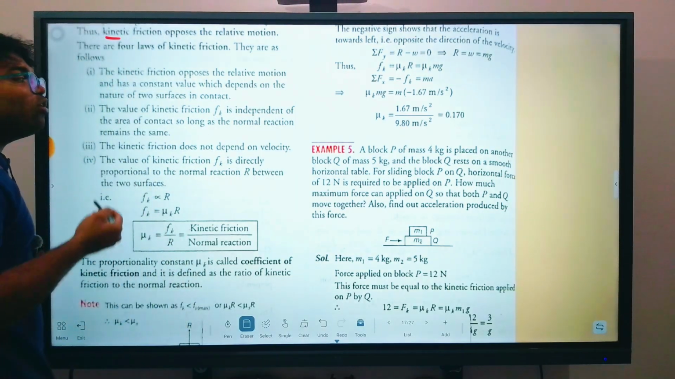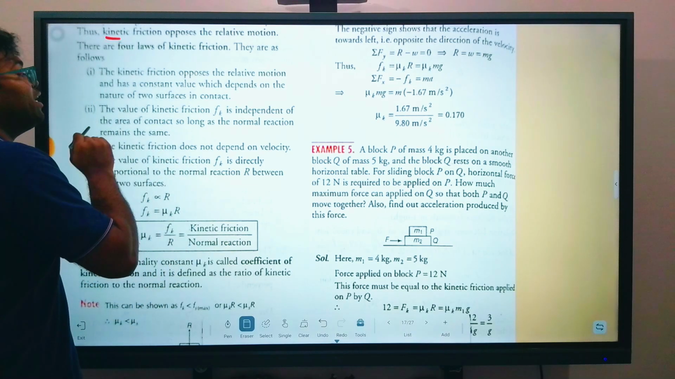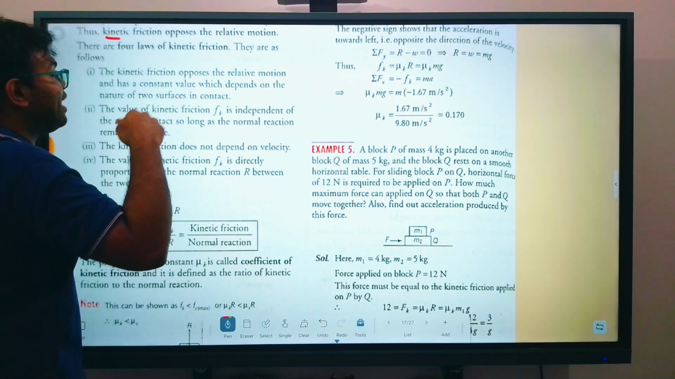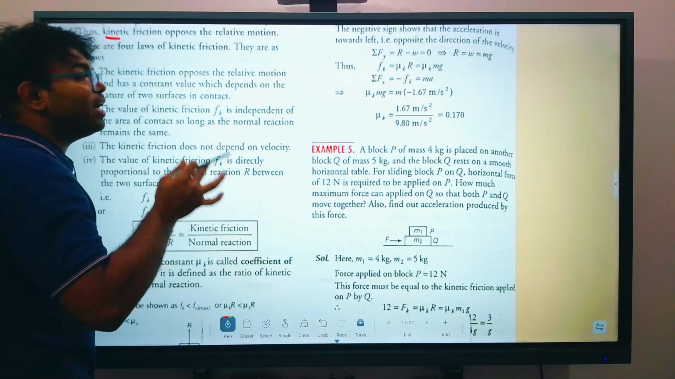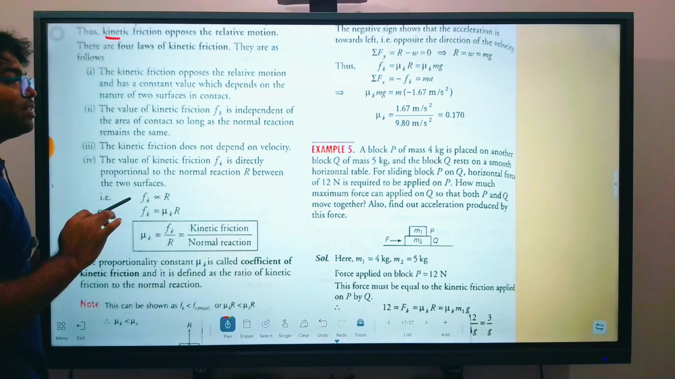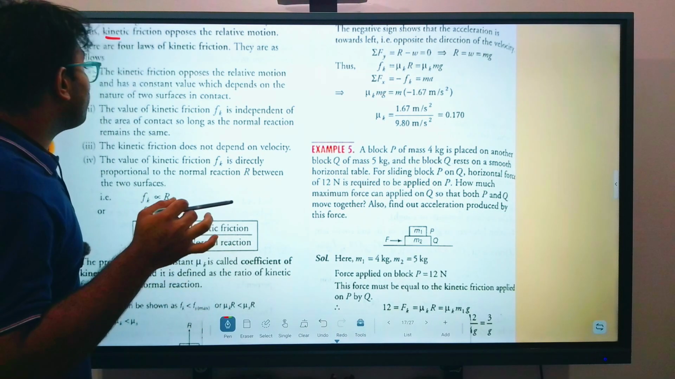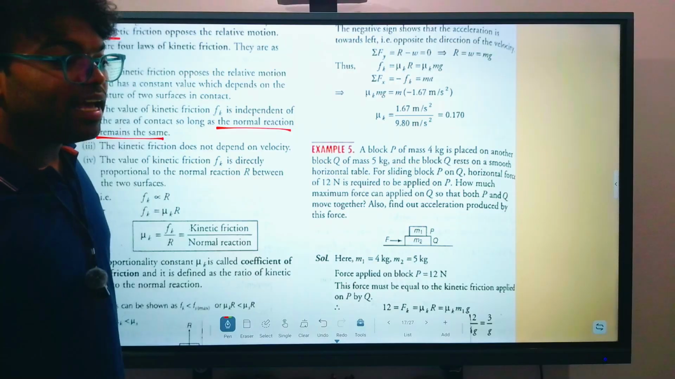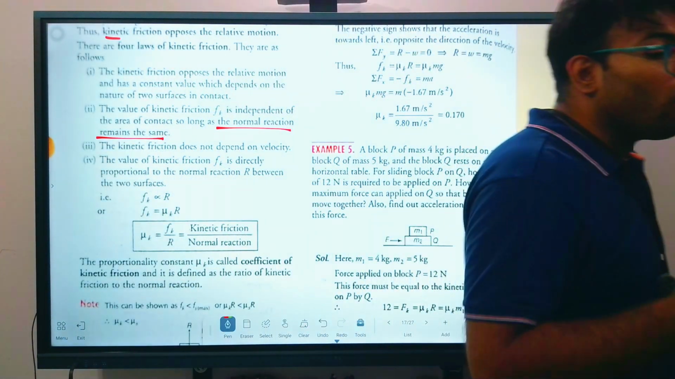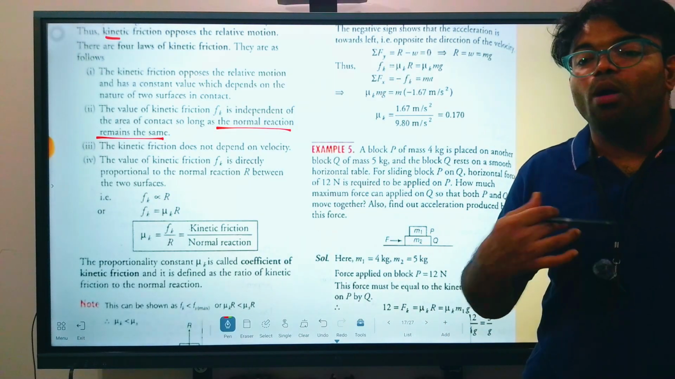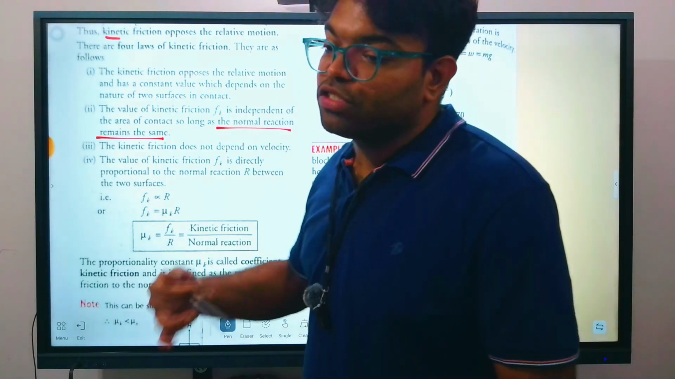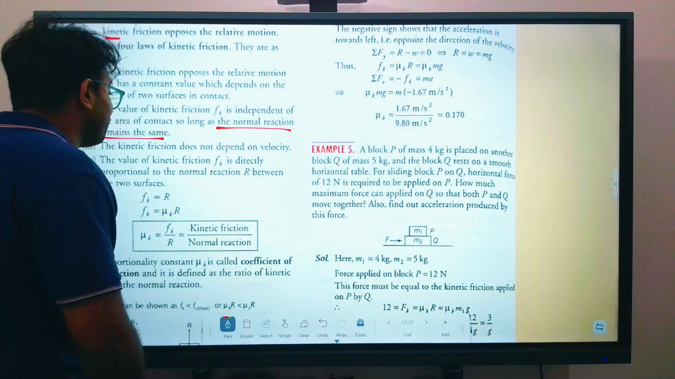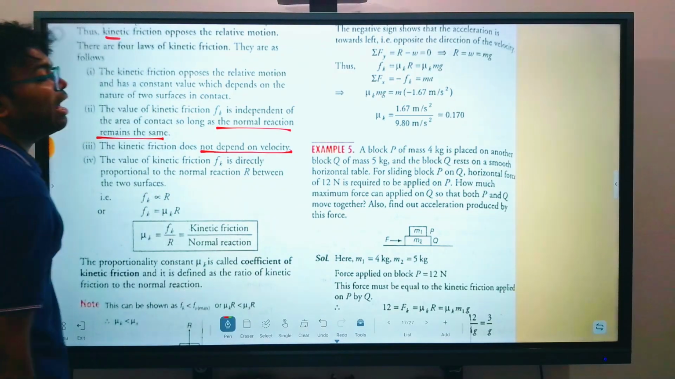The value of the kinetic friction Fk is independent of the area of contact, similar to static friction. It does not depend on the area of the surfaces in contact with each other, as long as the normal reaction force remains the same. If the normal reaction force changes, then area comes into play. Otherwise, if the normal force is uniform over the object's area, it becomes independent of area. The kinetic friction does not depend on velocity.